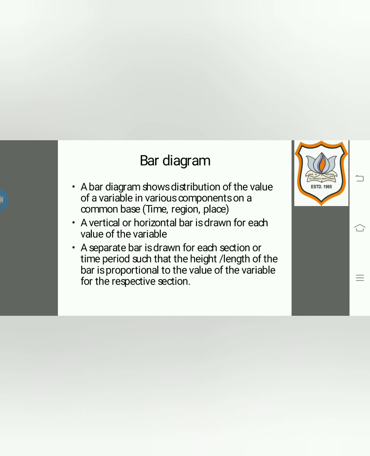Nowadays, due to use of computers, vertical or horizontal bars can be drawn. For each section or time period, a separate bar is drawn such that the height or the length of the bar is proportional to the value of the variable. It means that the tallest bar will be drawn to represent the data with the highest value and the smallest bar will represent the data with the lowest value.